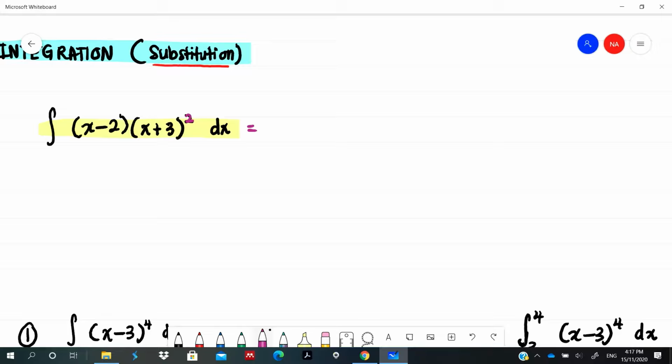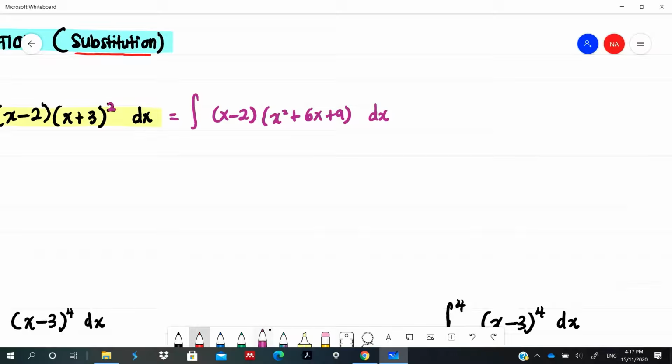So we can simplify this by having, for example, x minus 2. You expand that x plus 3 to the power of 2, we'll get x squared plus 6x plus 9 dx. Don't forget that dx, most students leave out this dx. So we can still expand this: x with x squared, x with 6x, and also x with 9. We have not integrated it yet.